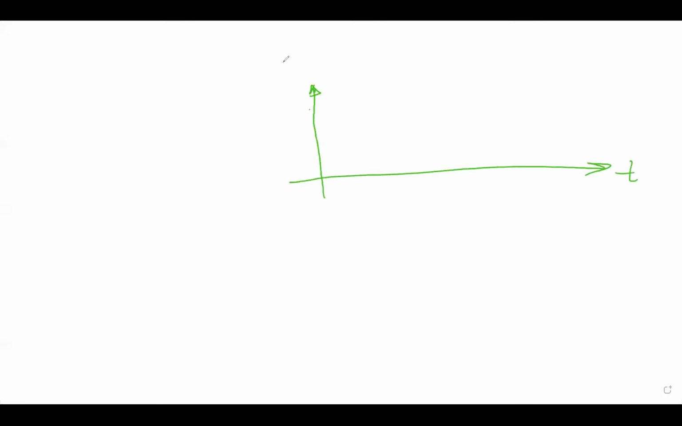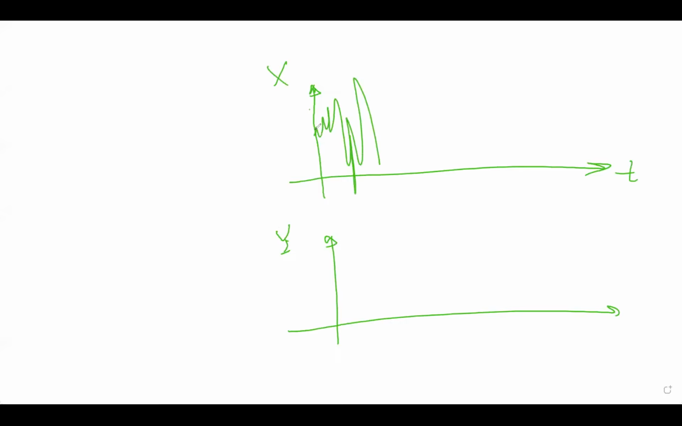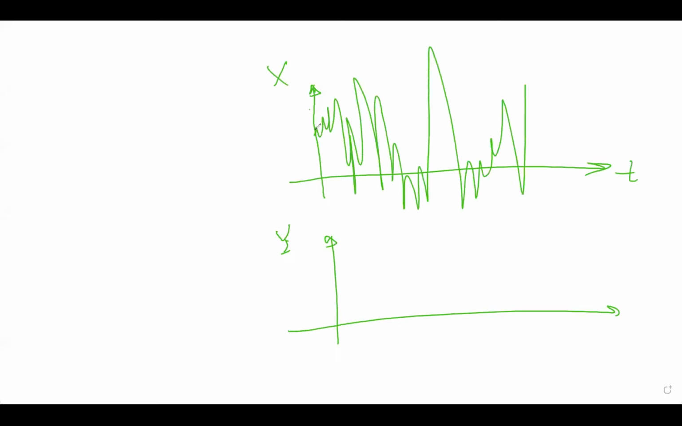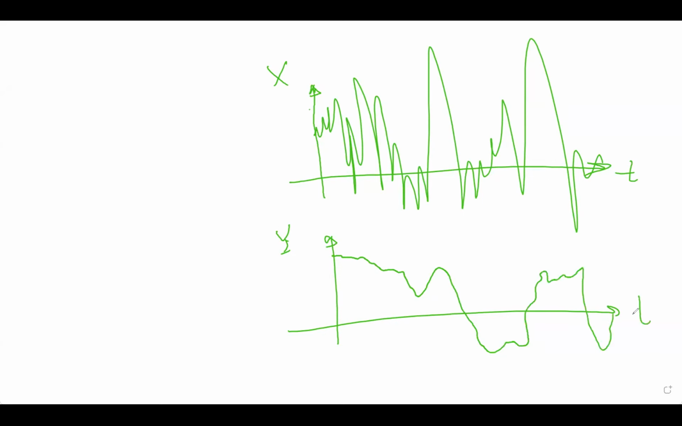So this is for random process X, and another one for random process Y. This one, as I said, is a signal with very large changes in this way. And the other one has lower randomness. So it changes as well, but not as much. This is at time t, and this one at time t as well.